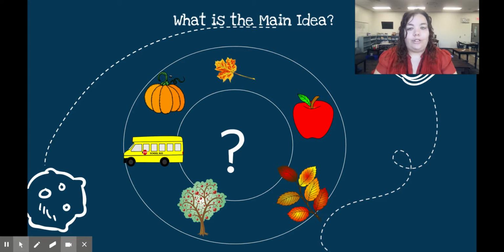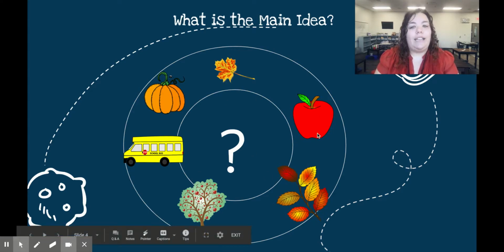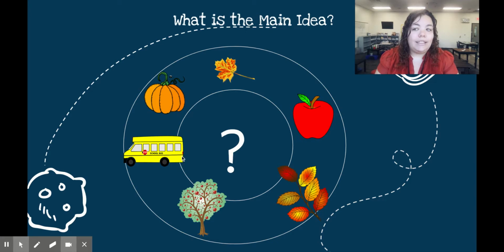However, I could interpret this a different way. I could say, oh, I'm seeing leaves and a tree. I'm seeing a pumpkin and apples and a school bus. So maybe it's about the school bus taking us on a field trip to like a farm, like an apple orchard that has pumpkins and stuff at it. Either of those would work, as long as you can tell me how these details support a main idea. What you actually say for the main idea doesn't matter. You just have to be able to convince me that you're right.